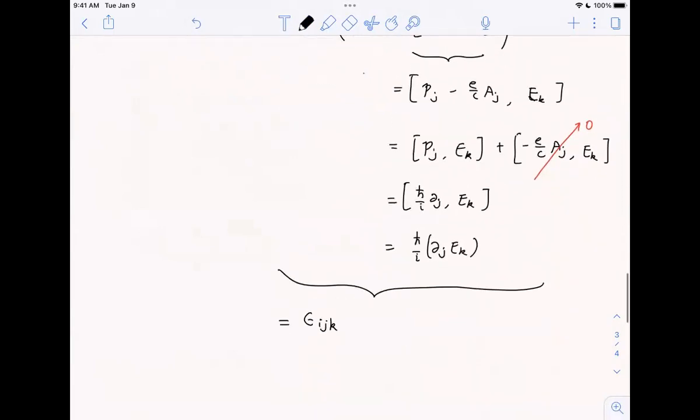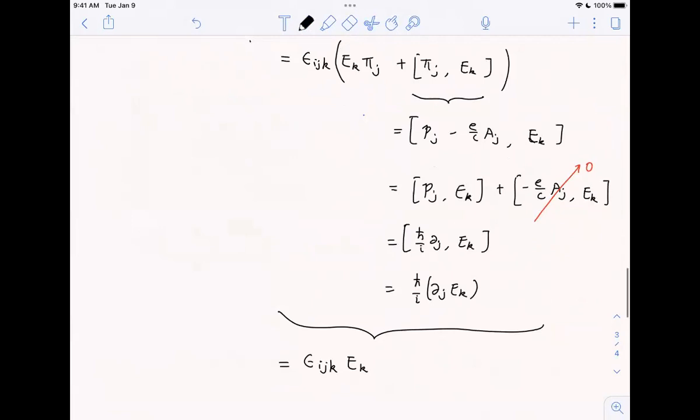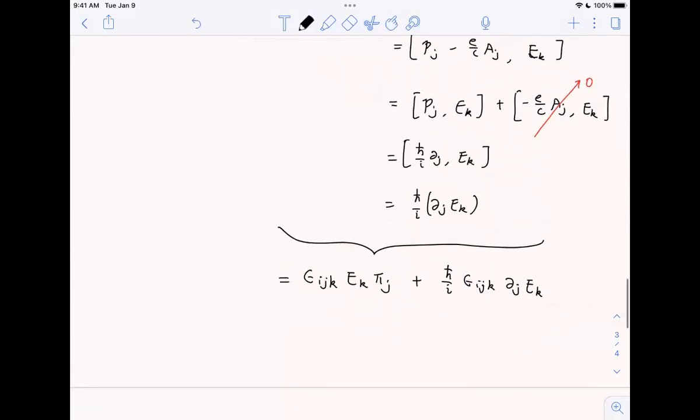IJK, EK, this, and then plus IJK, H bar, and then DJEK. Okay, so this one is E cross pi, E cross pi, I component.